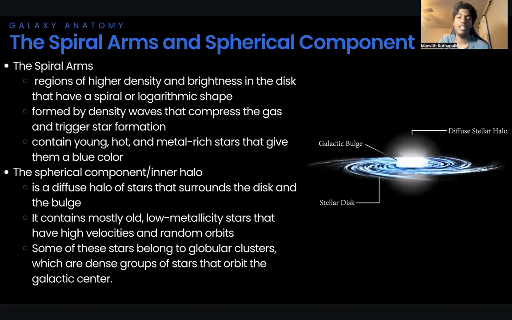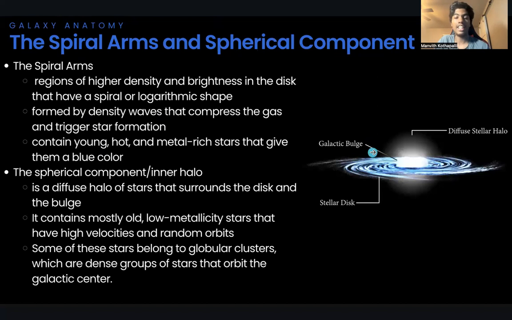There are three parts to a halo: a stellar halo/inner halo/diffuse halo, a galactic corona, and a massive halo/outer halo/dark matter halo. The first component is a diffuse halo of stars, the inner/stellar halo, that surrounds the disk and the bulge. It contains mostly old, low metallicity stars that have high velocity of random orbits. Some of these stars belong to globular clusters, which are dense groups of stars that orbit the galactic center.